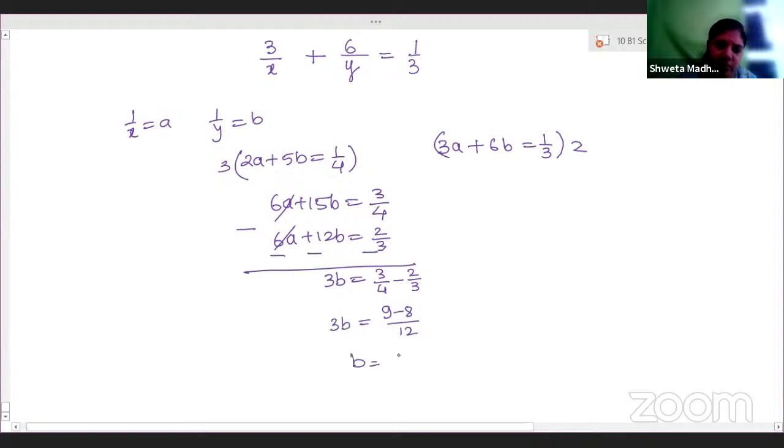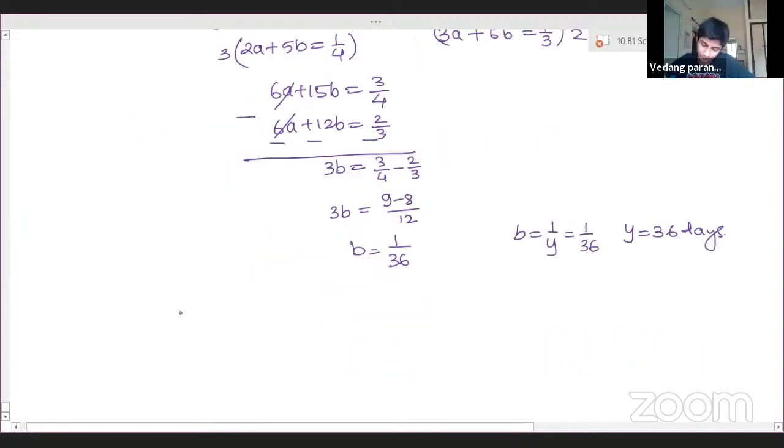3B, B is equal to 1 by 36. So B is 1 by Y, which is equal to 1 by 36. So Y is equal to 36. And the man will take 36 days.